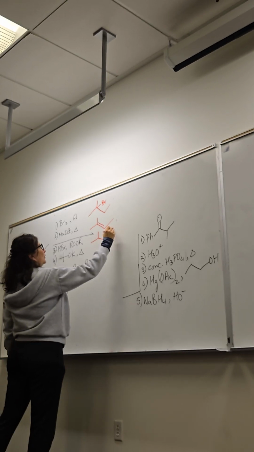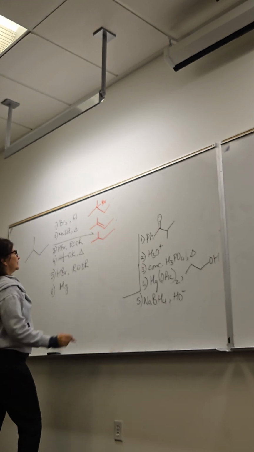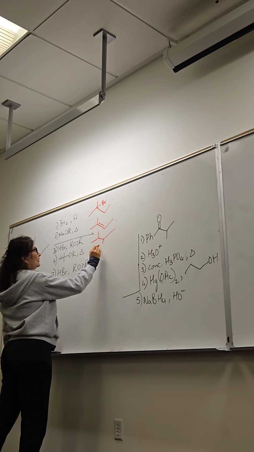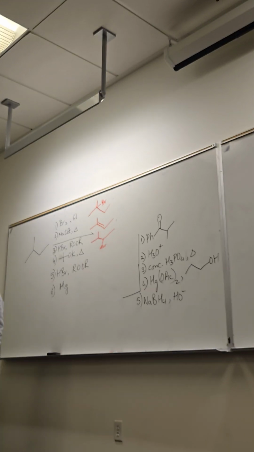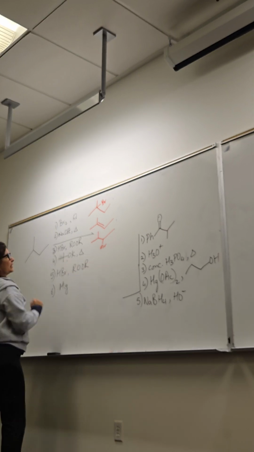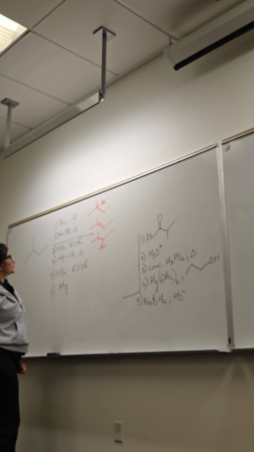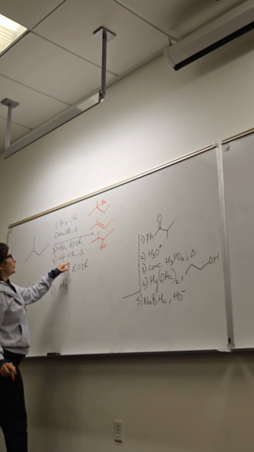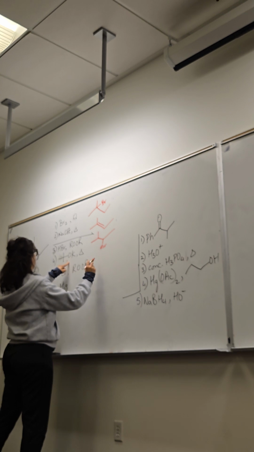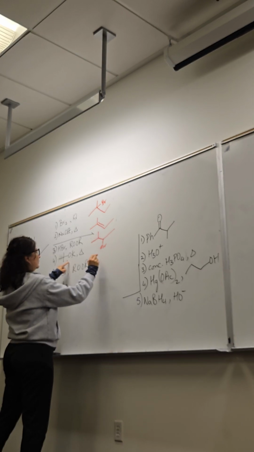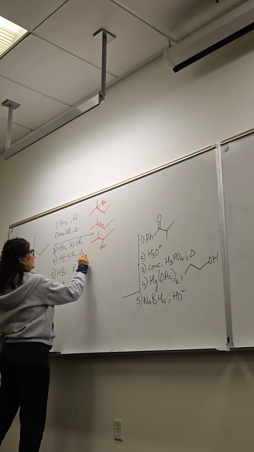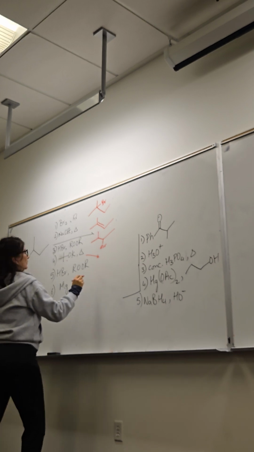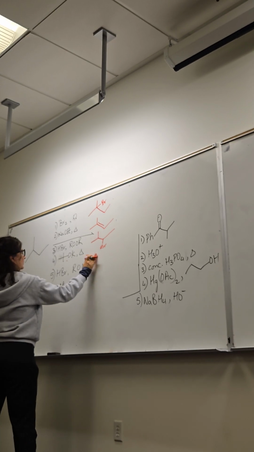Is that Markovnikov or not? No. It goes to the least substituted spot it can without removing. It's the alkene that is reacting. Okay, now what? Isn't step 3 a peroxide? No, it's anti-Markovnikov hydrobromination. It goes through a free radical mechanism, but the product is not a peroxide. The product is what is on the board.